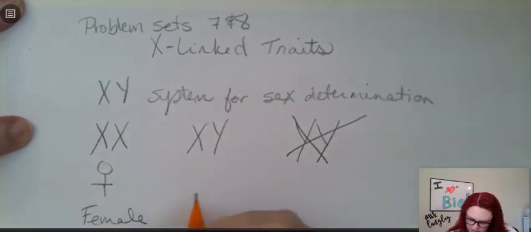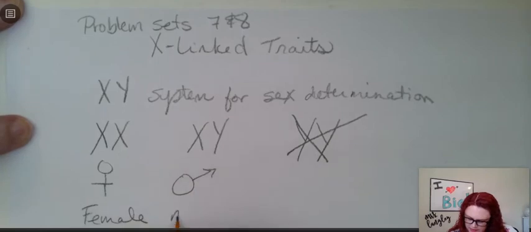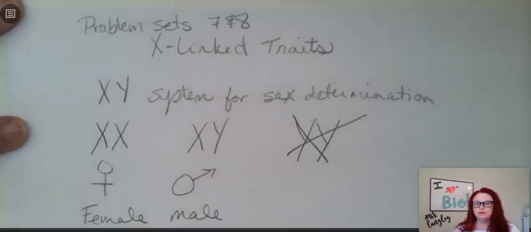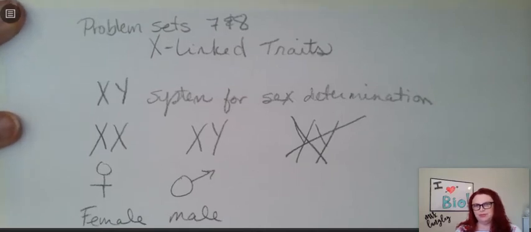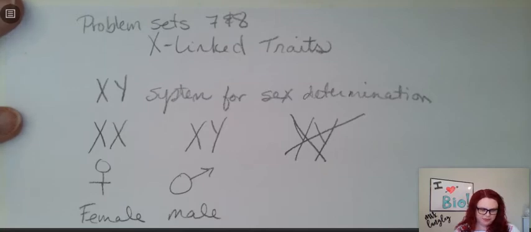XY is biologically male. And again, YY doesn't work. We don't get life. Okay, so this is for humans. We're looking at our XY system.